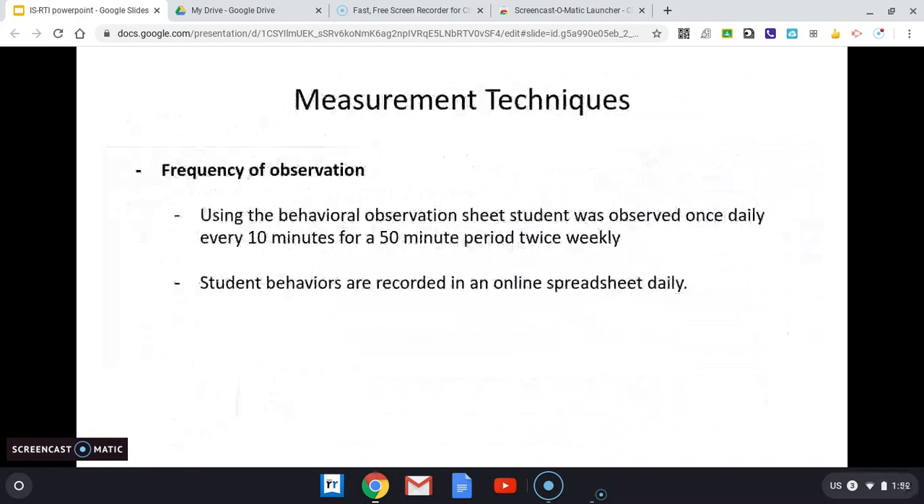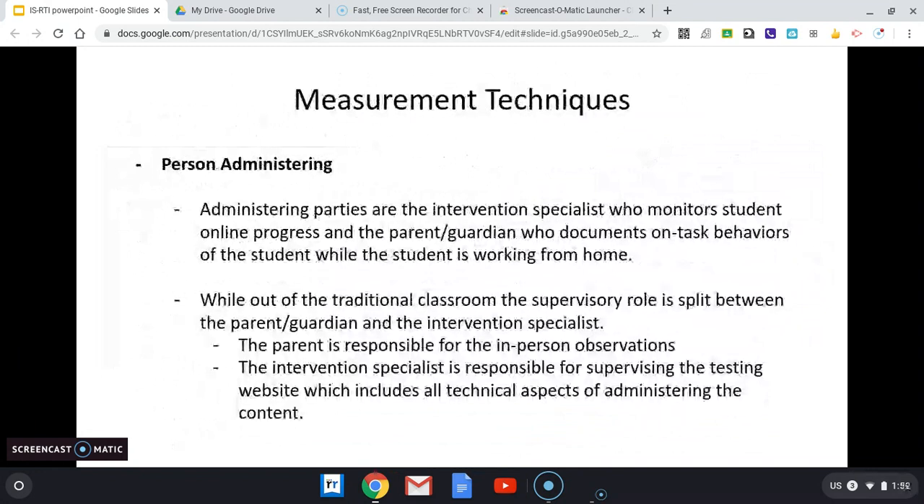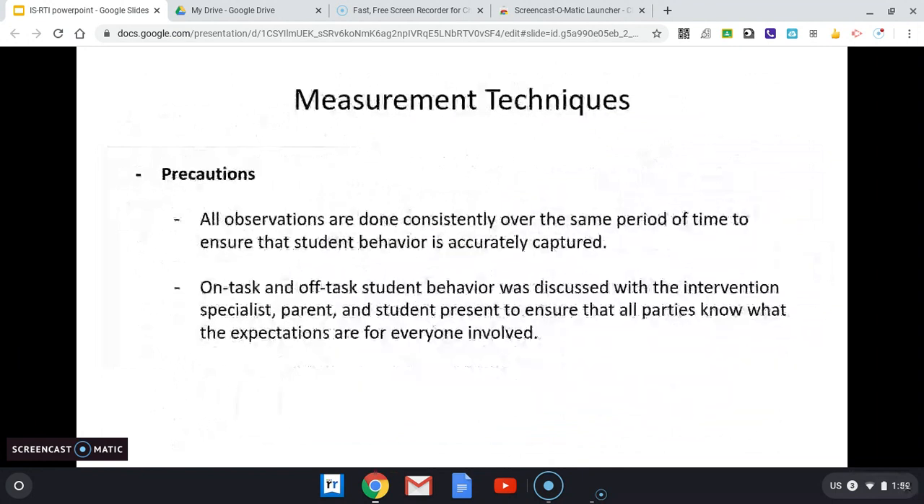My measurement techniques, I'm trying to catch the frequency of the observation. So the student, like I said, 10 minutes for a 50-minute period weekly, and the student behaviors are recorded in the online spreadsheet. The administering parties are the parents who are watching the behaviors for the student who are at home, and then the intervention specialist monitors the academic progress that the student is making on a daily basis.